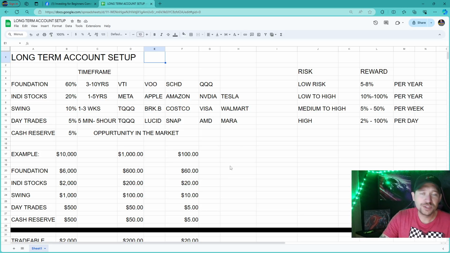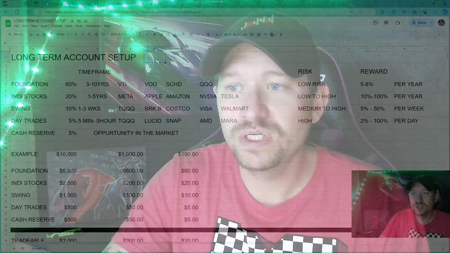Now, this is a really easy example. You can fine tune it and adjust it however you like to your particular liking. You could have a 50% foundation. You could put 50% in individual stocks. You could simply use 50% for foundation and 50% for day trading or swing trading. But I hope this was just a cool little guide, something that you can use in your investing journey to help you get a little bit more excited and become a little bit more profitable with your long-term account.